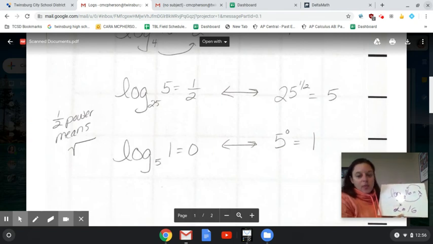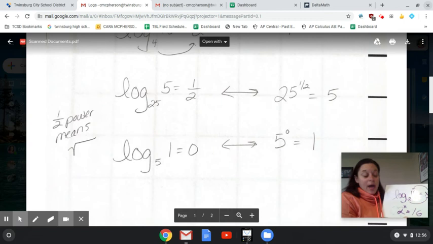Some of these are going to be small and you'll be able to do them in your head. Other times you might have to grab a calculator and say, well, what is it? Is it 2 to the second power? Is it 2 to the third power? Is it 2 to the fourth power? It ends up being 2 to the fourth power. So your answer is actually just 4. Your answer is just the exponent.